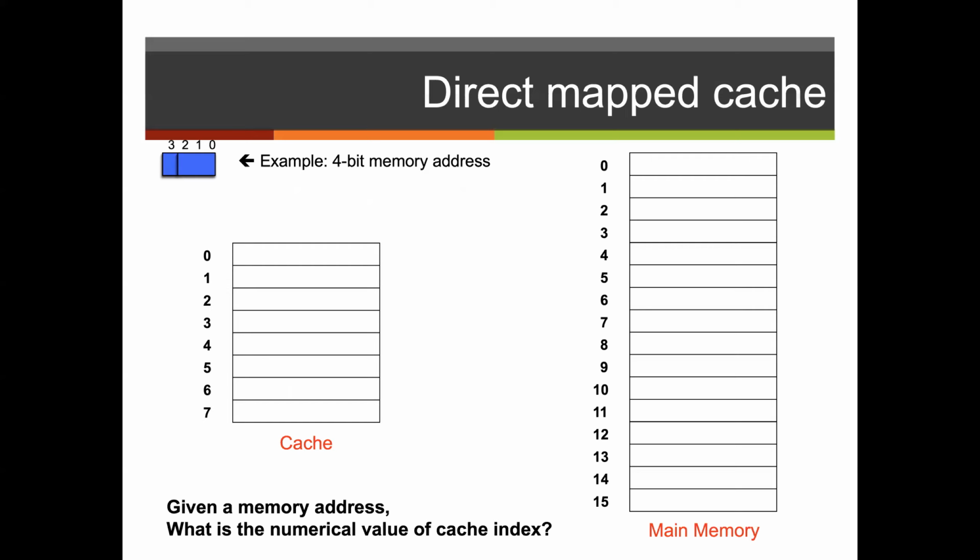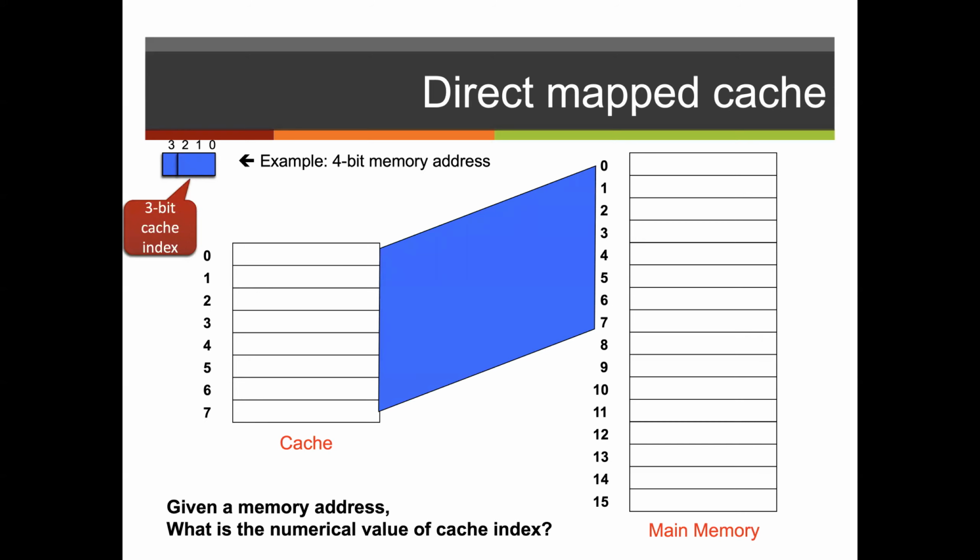So let's first focus our attention on understanding direct map cache. In a direct map cache, we have a one-to-one correspondence between a memory location and a cache location. So when we're given a memory address, we know that there is exactly one place to put its contents in the cache. Direct mapping is pretty straightforward in that we have a memory with 16 words and a cache with 8 words.